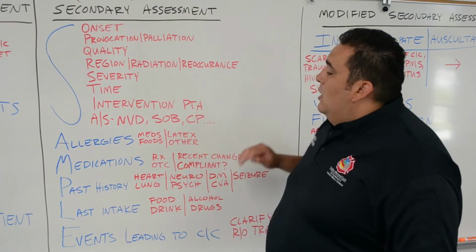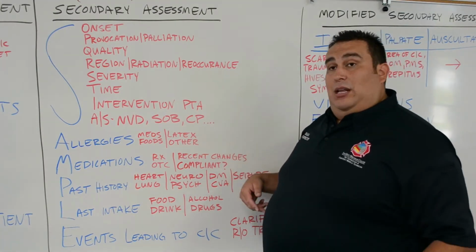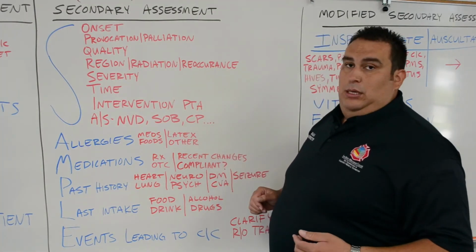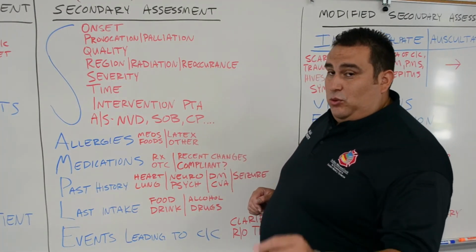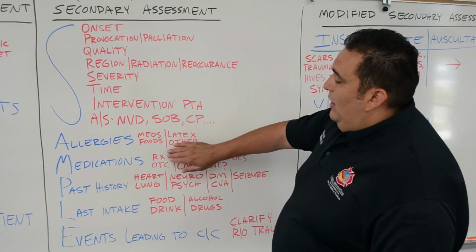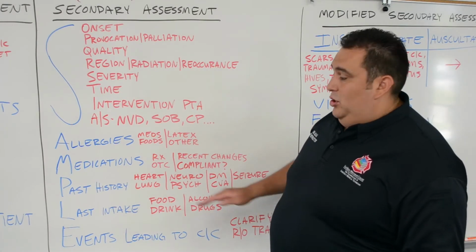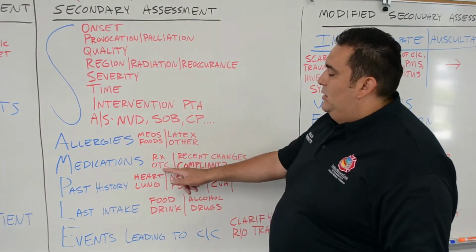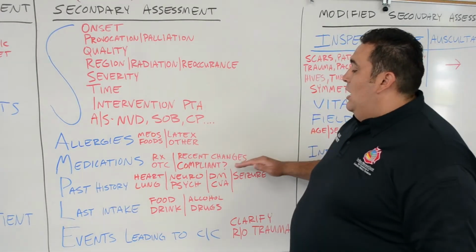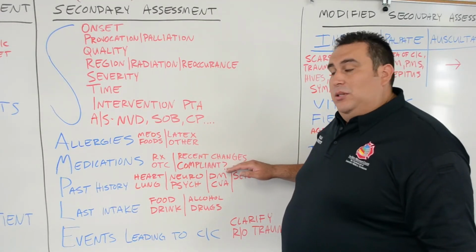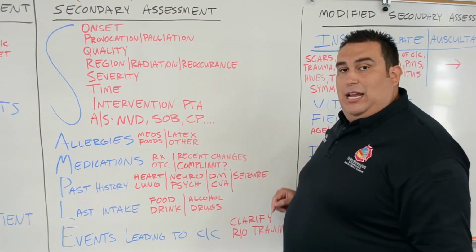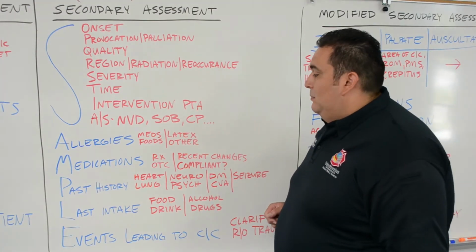Medications. We're going to ask the patient, do you take any medications? Or do you have any medications prescribed to you? Some patients will have medications prescribed to them, but they don't take them. So make sure you clarify that with them. So do you have any RX, which means prescription medications? Do you take any over-the-counter medications? OTC is over-the-counter. Have you had recent changes in your medications? And are you compliant? You'd be surprised, a lot of the times you can find the answer right here in recent changes to medications and if they're compliant or not.